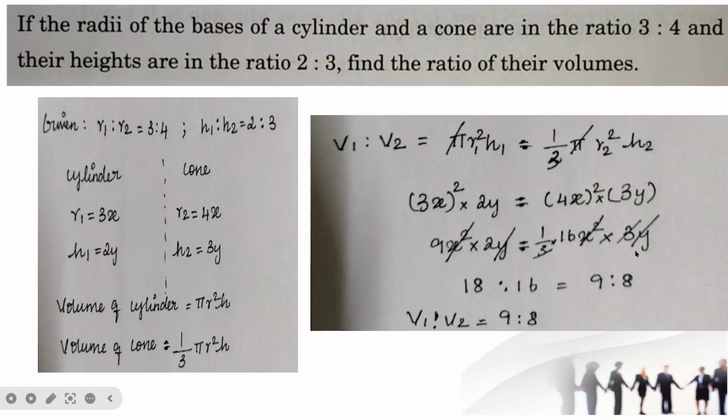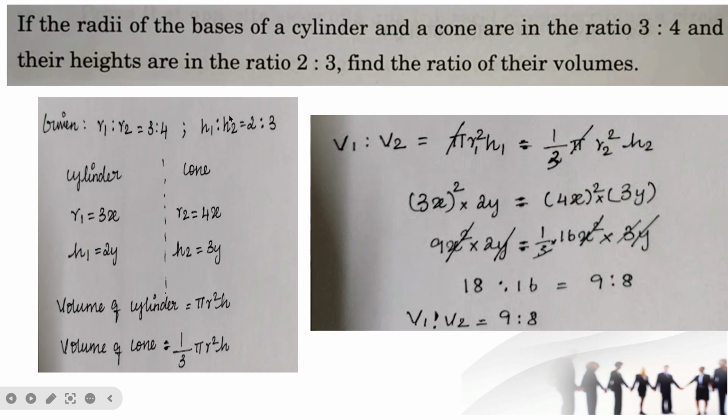Here we are having y, here we are having y, cancel it. This 3 and this 3 will go. And then what we are having? 9 2s are 18 and then here 16. So 18 is to 16 is the volume ratio. Again we could cancel it in two tables. So it will come 9 into 8 is the volume ratio of cylinder and cone.